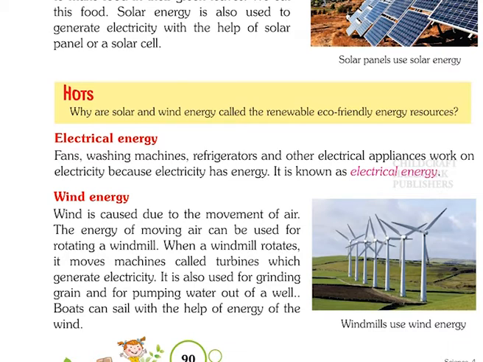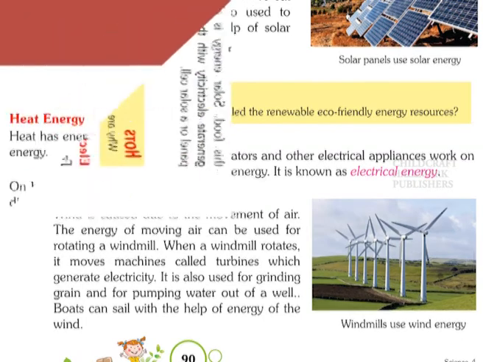Wind energy. Wind is caused due to the movement of air. The energy of moving air can be used for rotating a windmill. When a windmill rotates, it moves machines called turbines, which generate electricity. It is also used for grinding grain and for pumping water out of a well. Boats can sail with the help of energy of the wind.